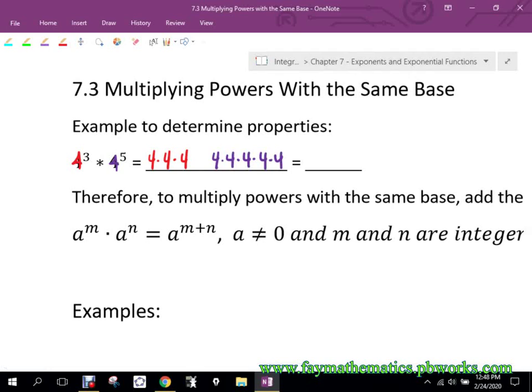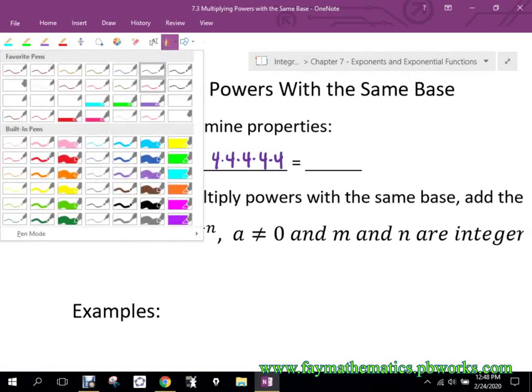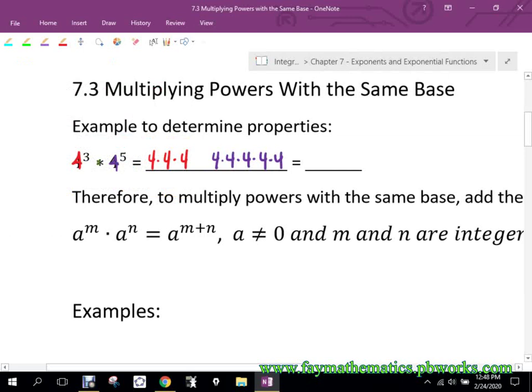So try to color code it that way. We get that, but there is a multiplication right here in the middle that should go right there, correct? That kind of makes sense? So how many 4s am I really multiplying together when I say 4 cubed times 4 to the fifth? 8. Okay. So this here would mean 4 to the 8th, right?